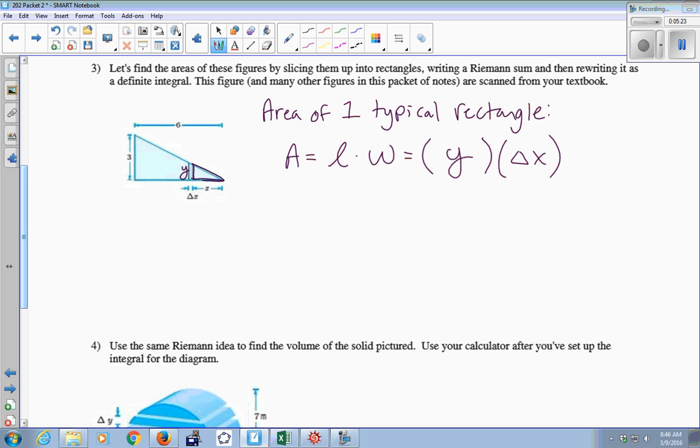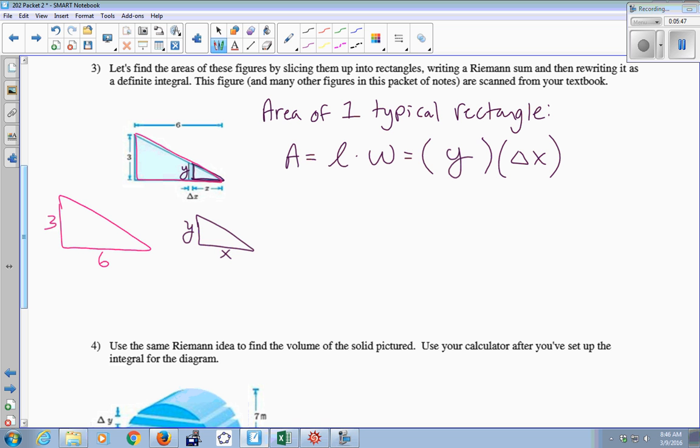So I have a little purple triangle here. Just going to copy it down here, whose base is x and height is y. And then I have this big triangle in pink, whose base is 6 and height is 3, right? What's true about those two triangles?